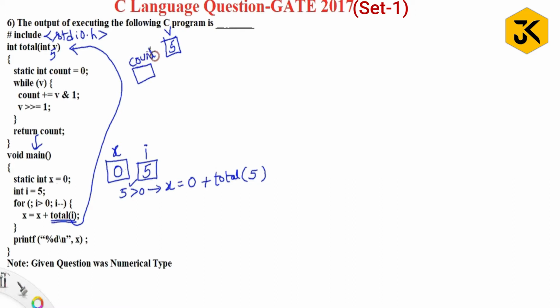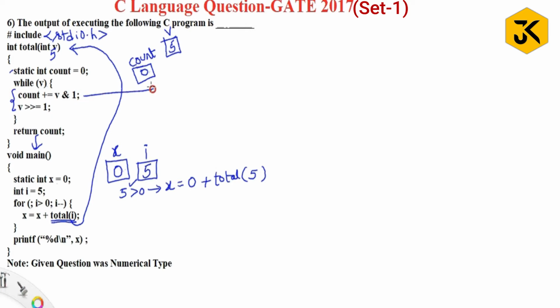What kind of count variable? Integer static count variable. Even though my cursor will move to the main block, this value won't change. That is the meaning of a static count variable. Memory will be allocated only once. Yes, the count value is initially 0. Then it is going to perform while v. While v means while v is some positive value, it is going to execute this block continuously.